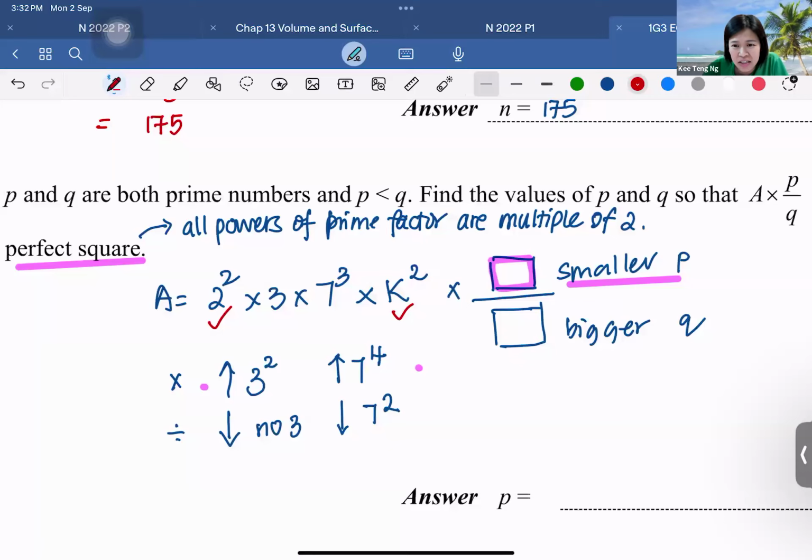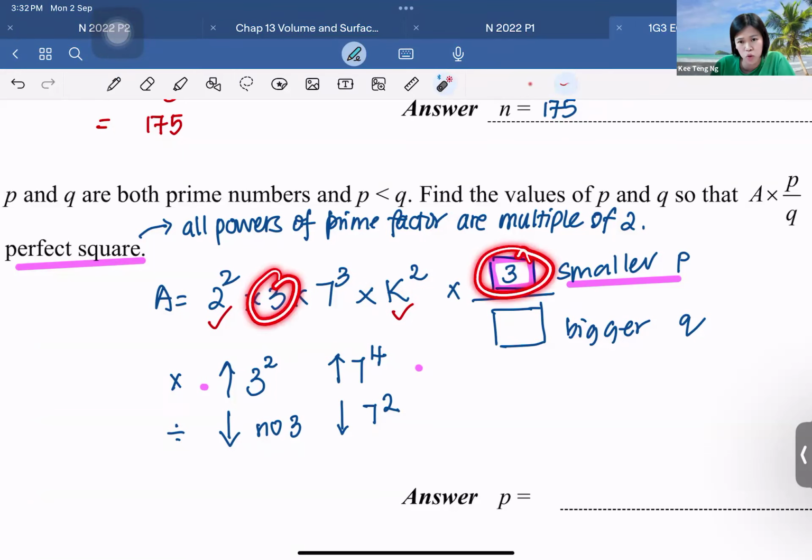Yeah, I think Ethan is on to say 3. So I'm going to multiply by 3, okay? Alright, so we're going to multiply by the number 3. So if I multiply by 3, this one here, 3 times 3 will become 3 squared. Then I need to divide away.